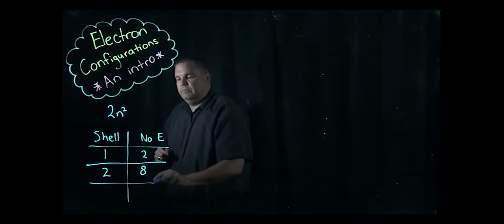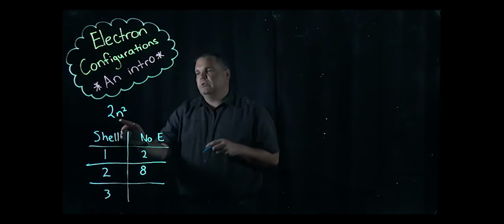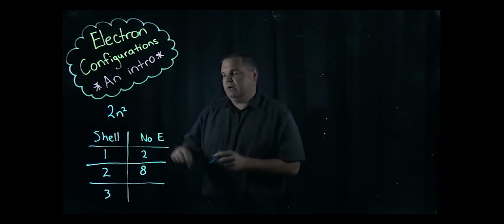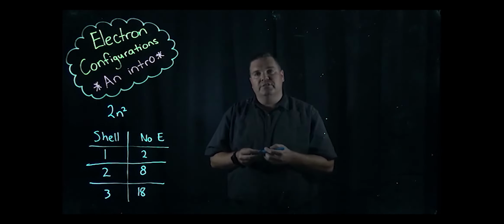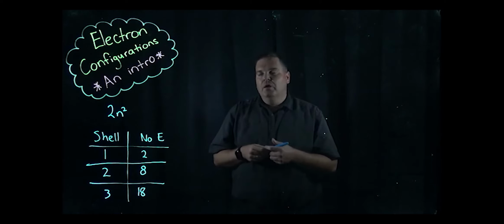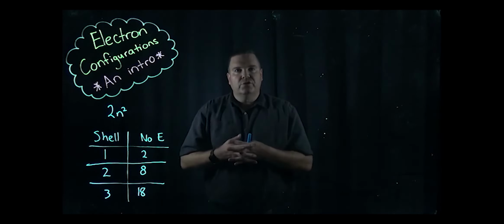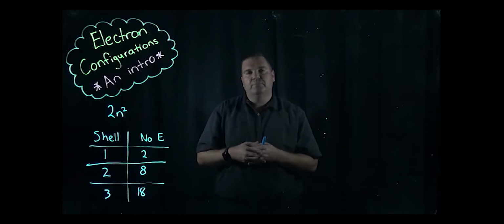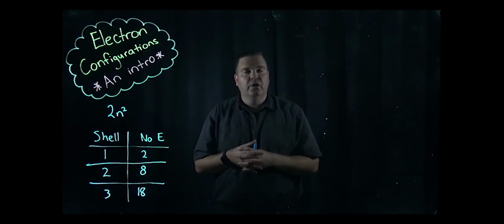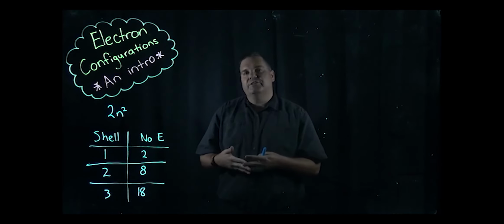The third shell: 3 squared is 9, 2 times 9 is 18. So it can hold 18. And you can keep going with this. The fourth shell can hold 32, and so on. That's important for us to know, because when we've got that information, we can use it along with the position of an element in the periodic table to work out its electron configuration.